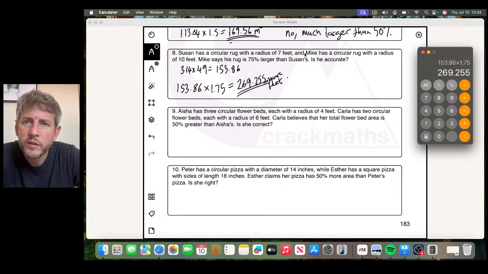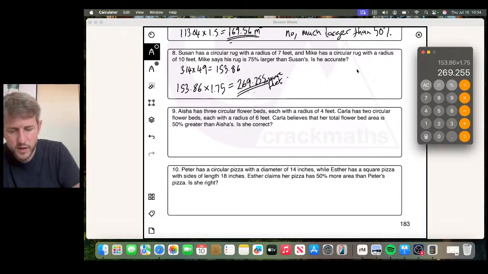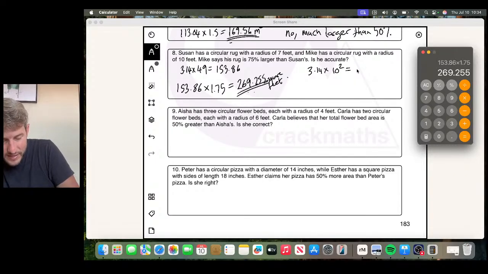And then let's look at Mike's rug. So we've got here 3.14 times, his radius is 10 squared. So that's actually going to be 3.14 times 100. So that would be 314 square feet. So that's Mike's answers. And so no, again, no, much larger.